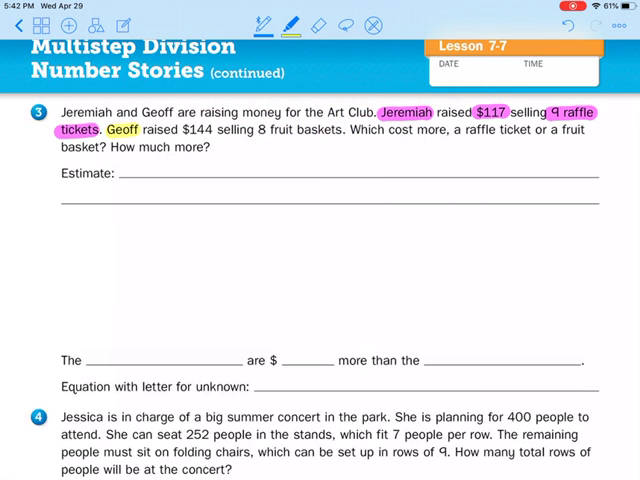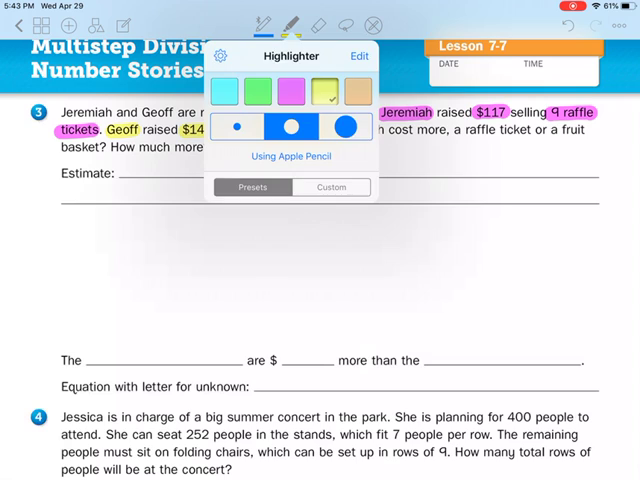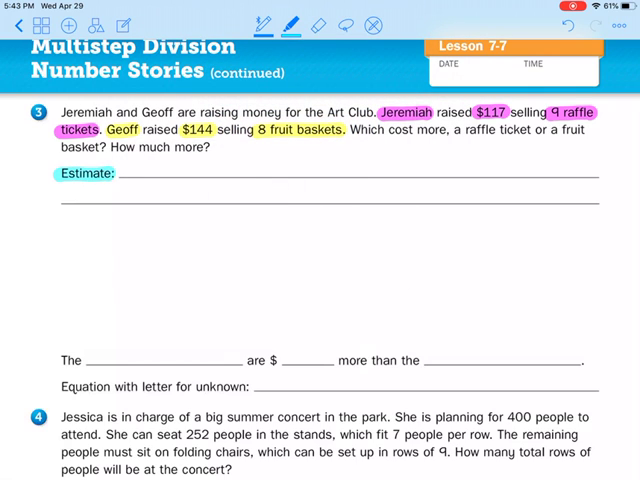Jeff raised $144 selling 8 fruit baskets. Which cost more, a raffle ticket or a fruit basket? And then how much more? So just like the last page that we did, they're asking you to do an estimate to answer the question, and then to write an equation with the letter for the unknown value. So first, let's do the estimate.